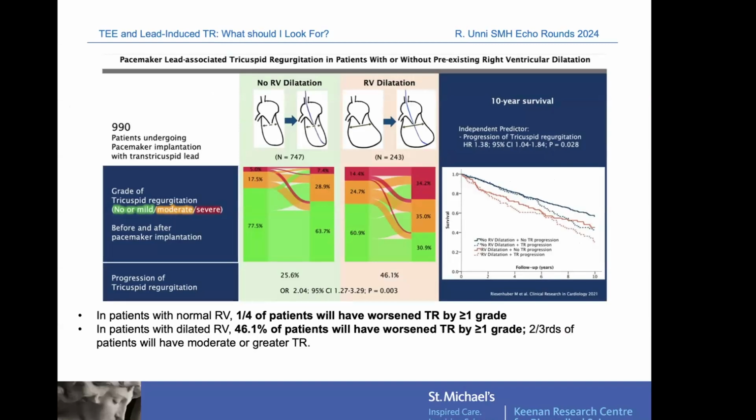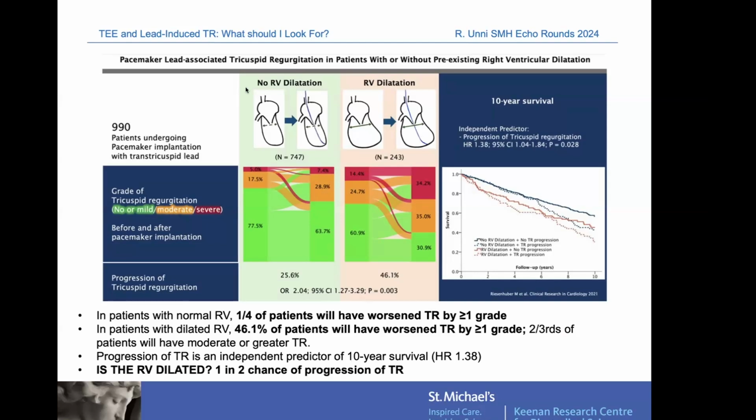If you have a dilated RV, that number actually doubles. So it's almost half, 46% of patients have worsened TR by 1 grade. And if you just look at prevalence data, about 2/3 of these patients will have moderate or greater TR. And progression of TR was shown by these authors to be an independent predictor of 10-year survival as well. So that's one risk factor: if you're putting in an RV lead in someone whose RV is already dilated, you should know that there is a good chance that their TR will progress over time.